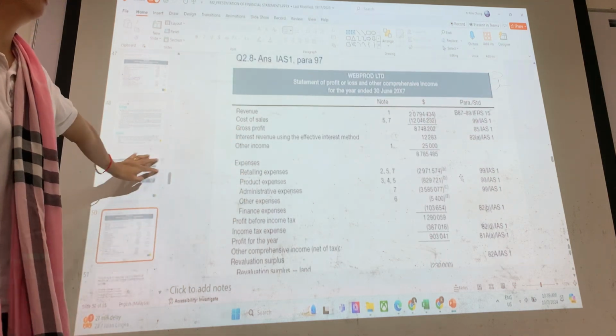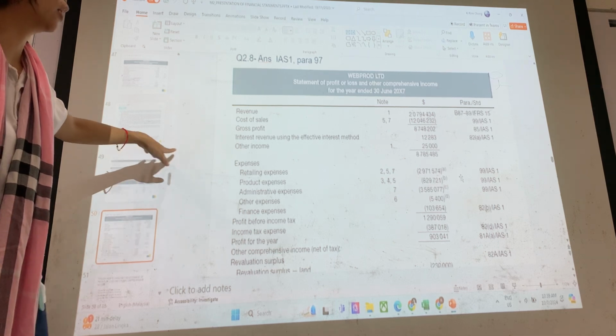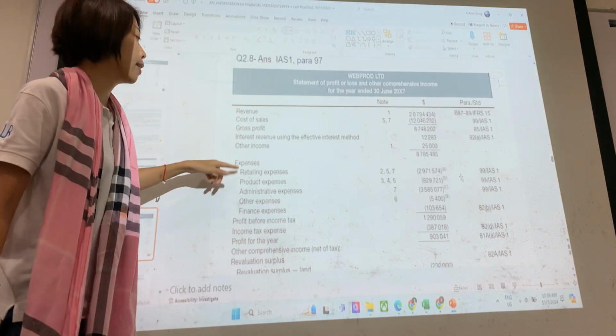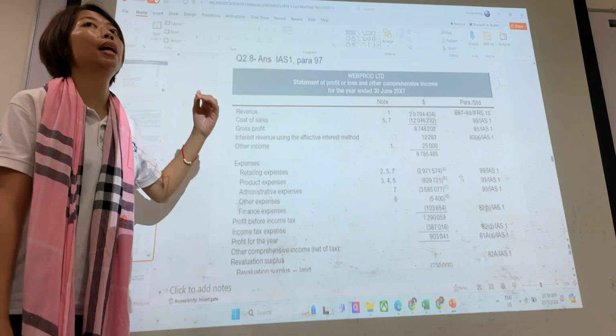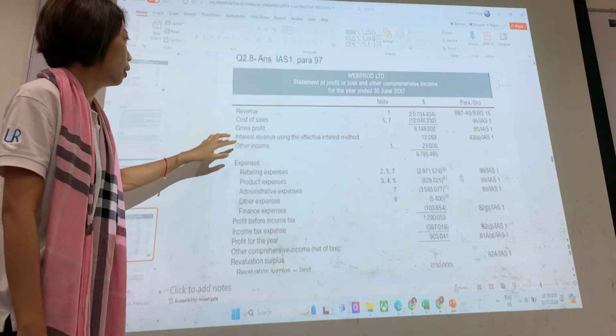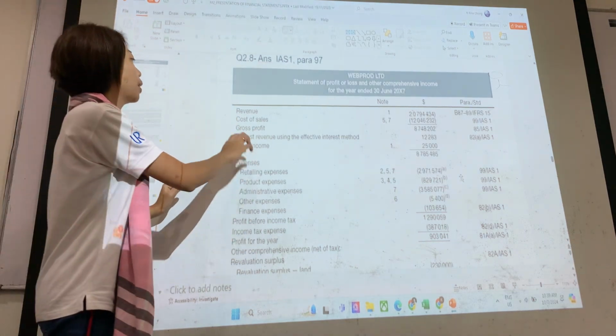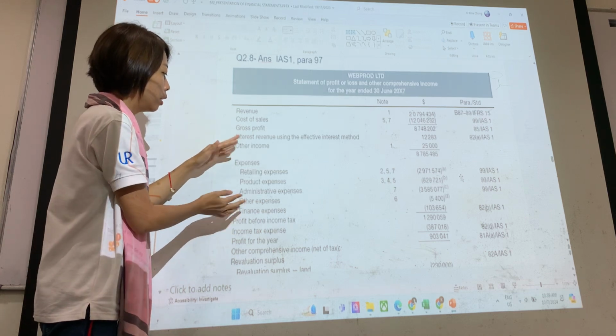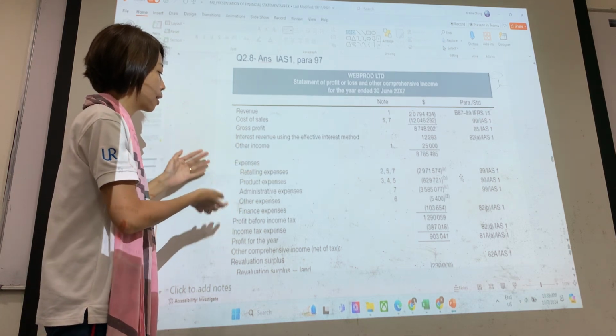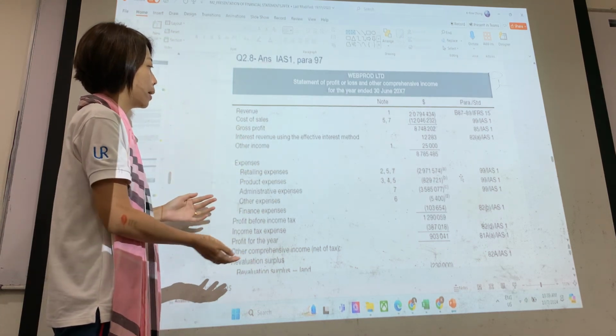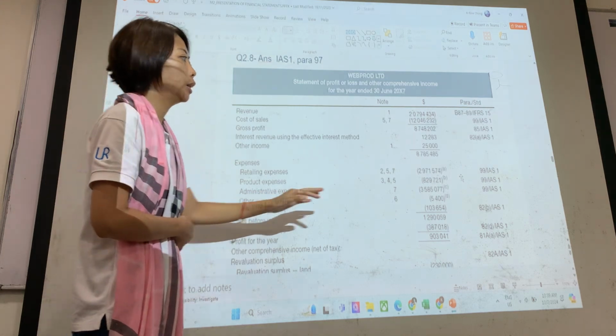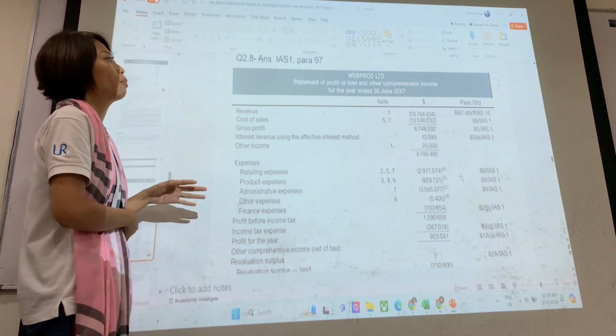Now, for this one, are these expenses by nature or by function? The answer is by function, because we can see the gross profit, and we can see different functions like admin expenses, other expenses, finance expenses, and so on. So you will see paragraph 99 here. The paragraph number is not very important.